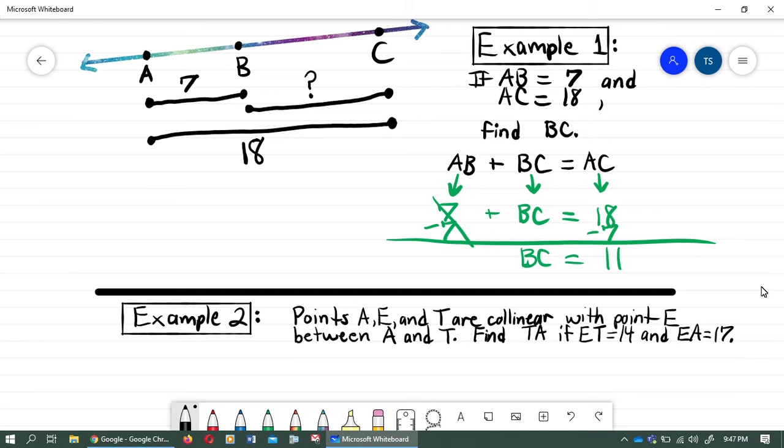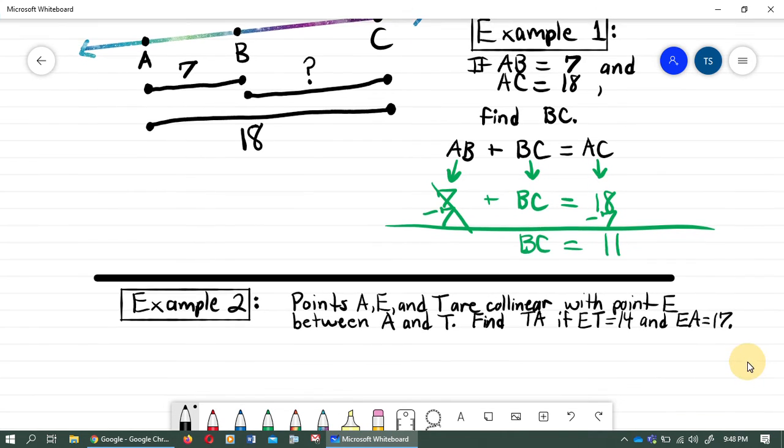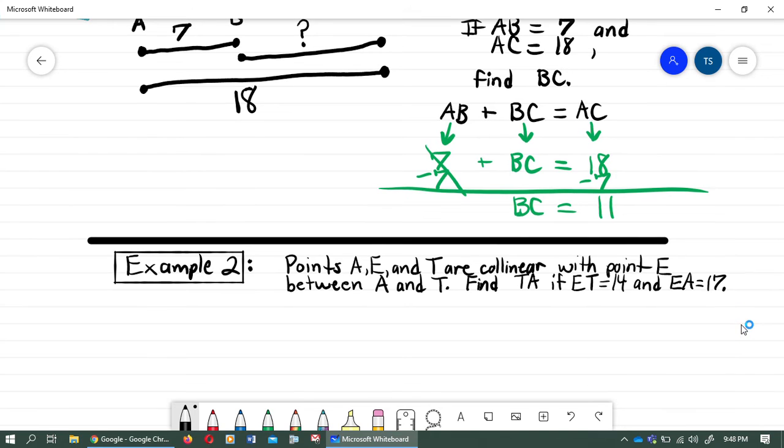But anyway, find TA if ET equals 14 and EA equals 17. Okay, all right. So that's example 2, and we're asked to find TA, the length of TA, if ET equals 14 and EA equals 17.